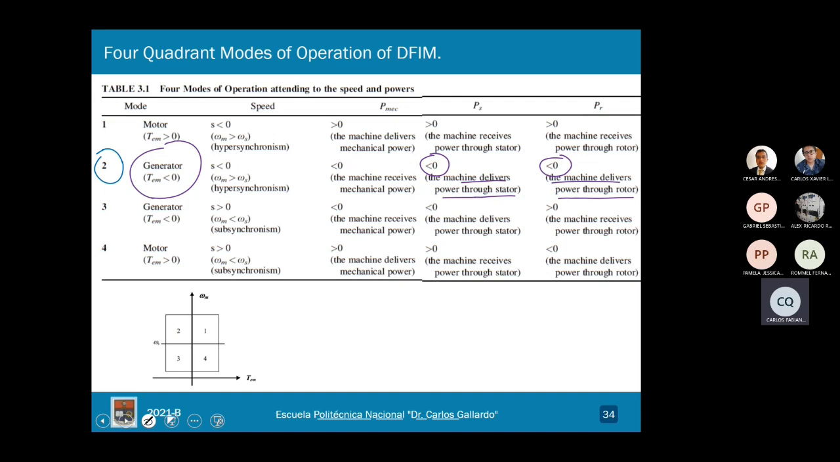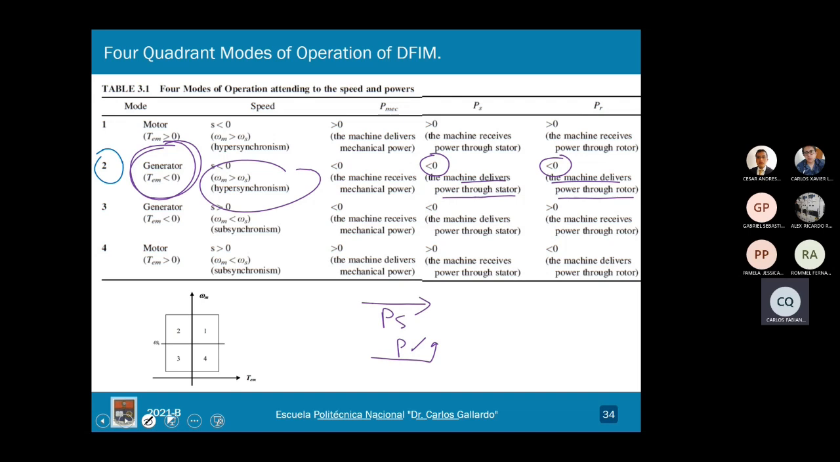So note that only in the generator mode, in hypersynchronism, is it possible to deliver power through both the stator and rotor side to the grid. I am delivering active power from the stator and I am delivering active power from the rotor, only for this mode of operation. For the other three modes, the stator is delivering, the rotor is receiving, and so on. This is the main important thing.